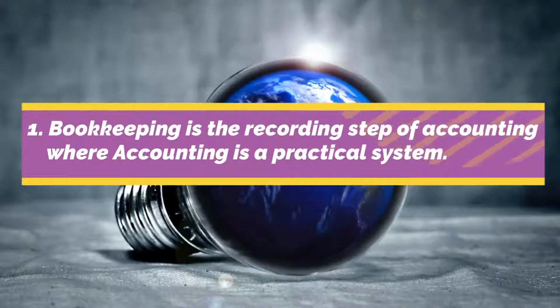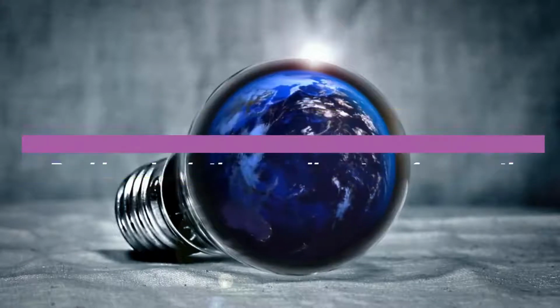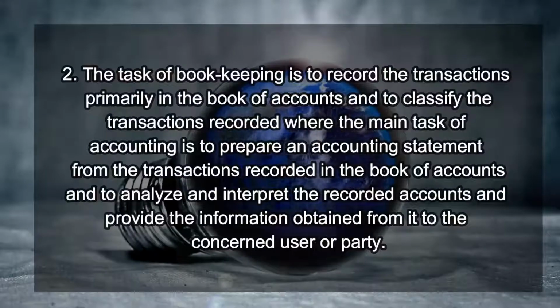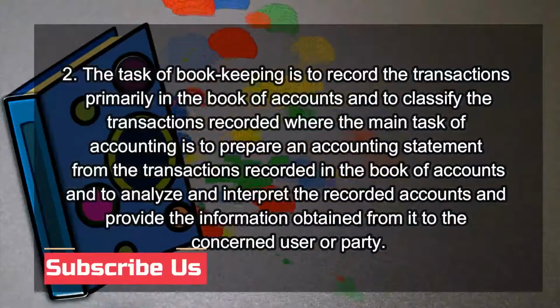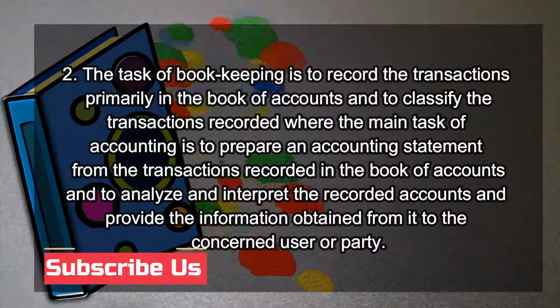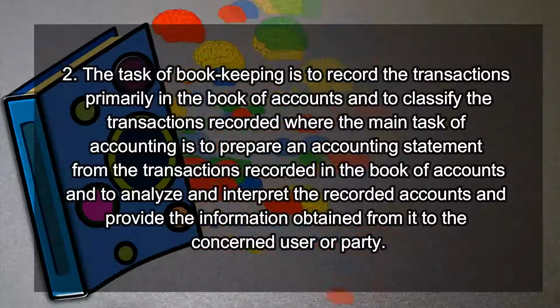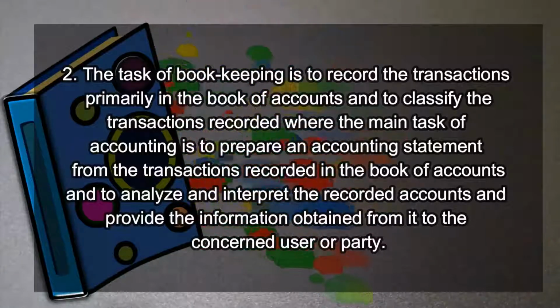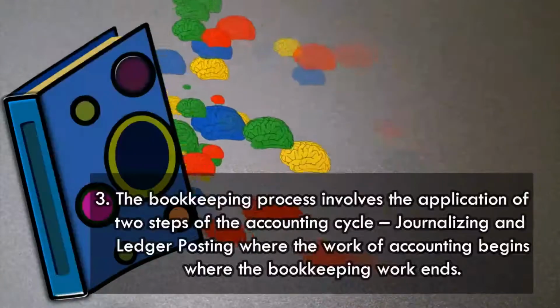1. Bookkeeping is the recording step of accounting, whereas accounting is a practical system. 2. The task of bookkeeping is to record the transactions primarily in the book of accounts and to classify the transactions recorded, whereas the main task of accounting is to prepare an accounting statement from the transactions recorded in the book of accounts, and to analyze and interpret the recorded accounts and provide the information obtained from it to the concerned user or party.